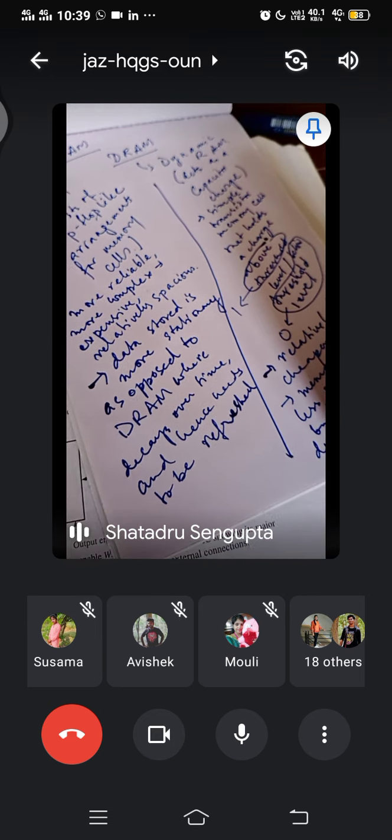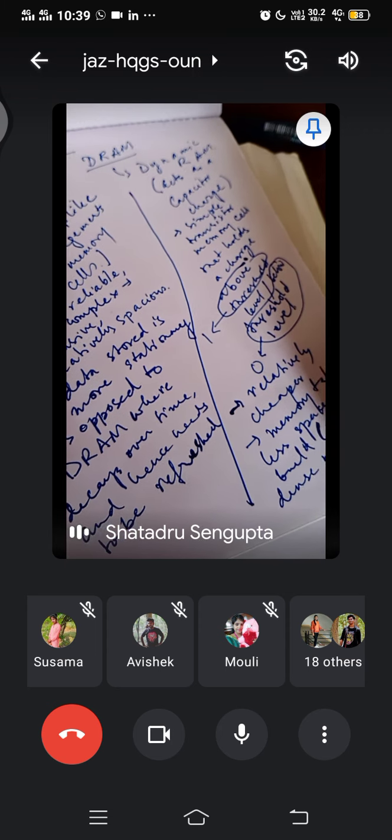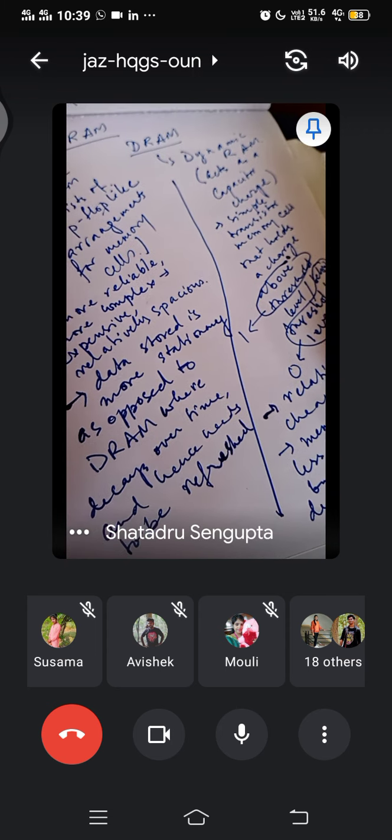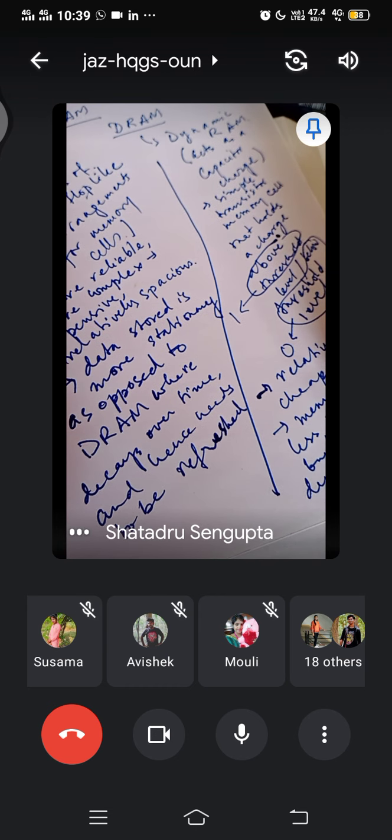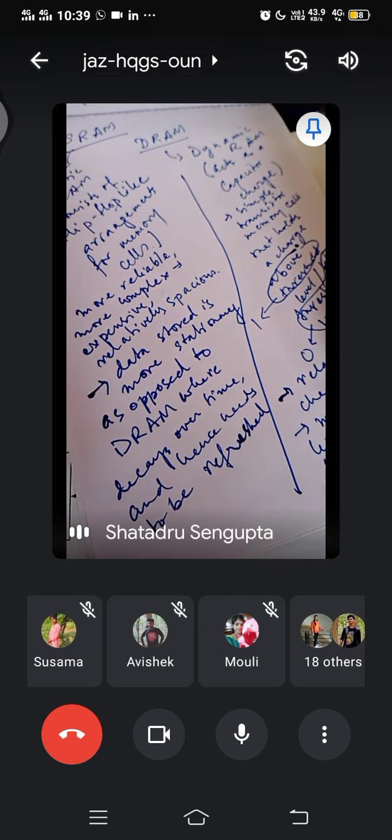Is the picture clear now, Sushma? What about the others? Is it clear to the others?